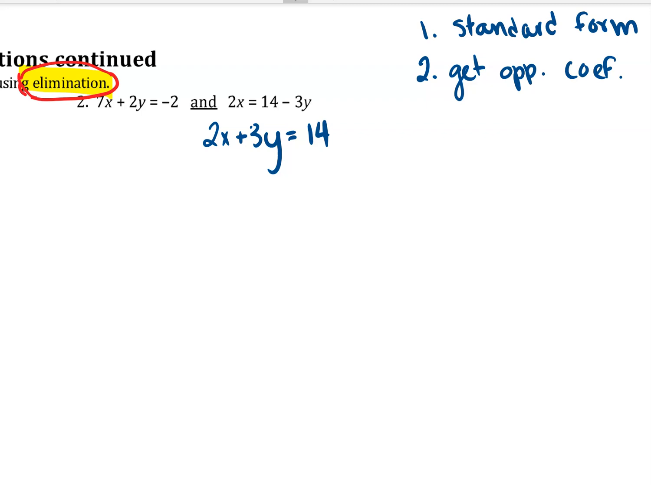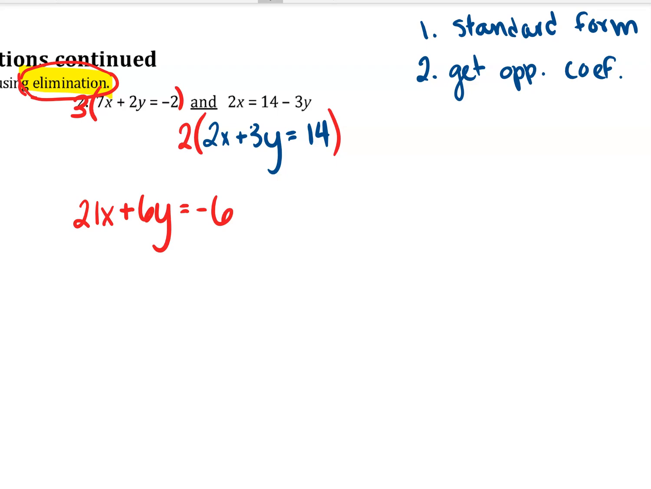So 2 and 3, the least common multiple between those two is 6. They can both be 6. So I'm going to multiply this one by 3, which will give us 21x plus 6y, and then 3 times negative 2 is negative 6. And then this one is going to have to multiply by 3. The issue here, sorry, not 3, 2.